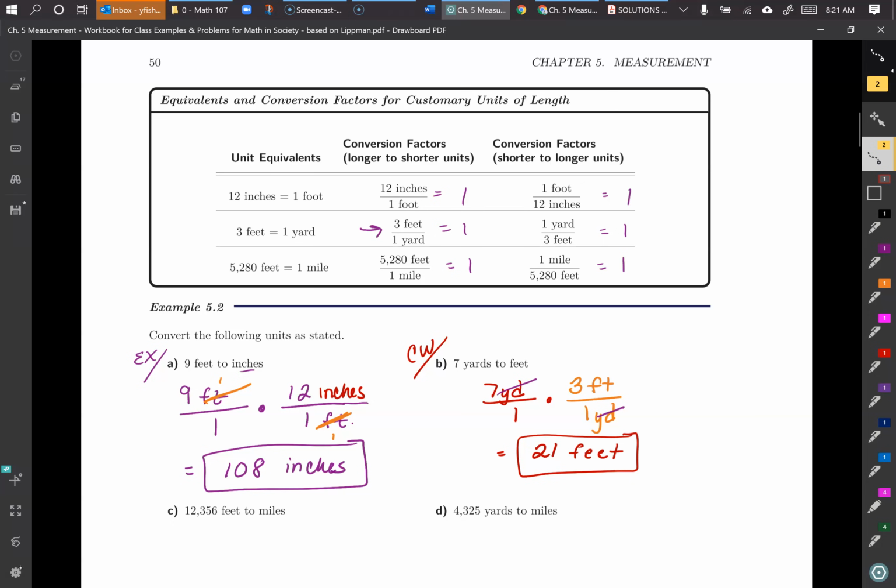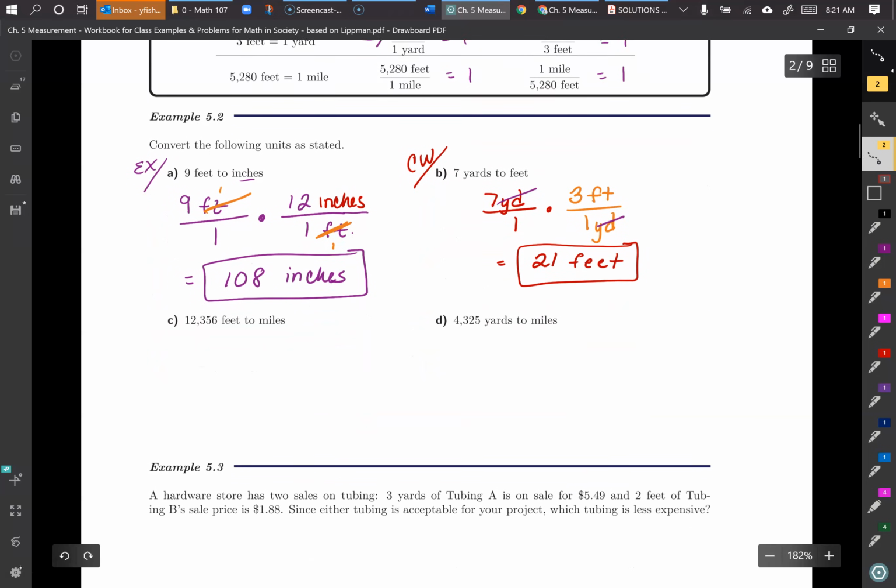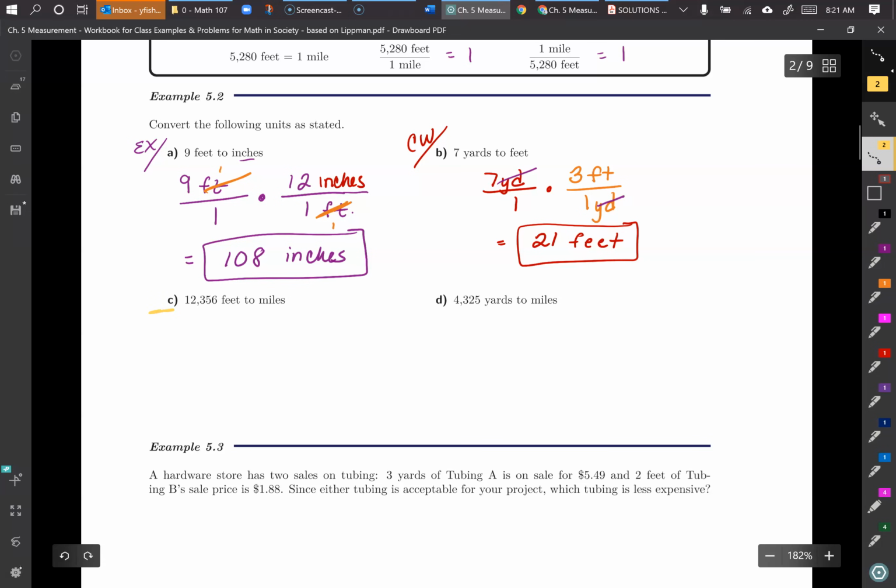So we'll show some like that. And then sometimes you have to do more than one unit fraction to get from one place to another. So I'm going to skip this one here for now. We'll do that one as a classwork momentarily. I want to show you this one, 4,325 yards to miles. I'm going to show you how I would separate it out.